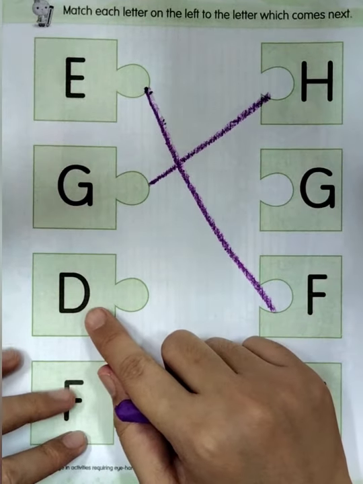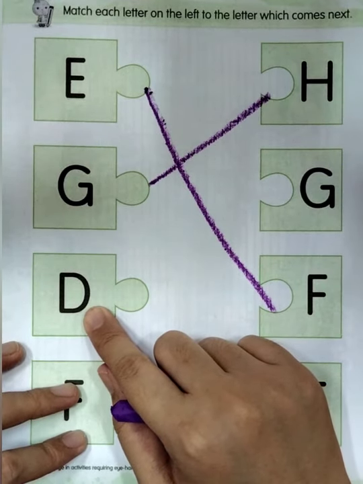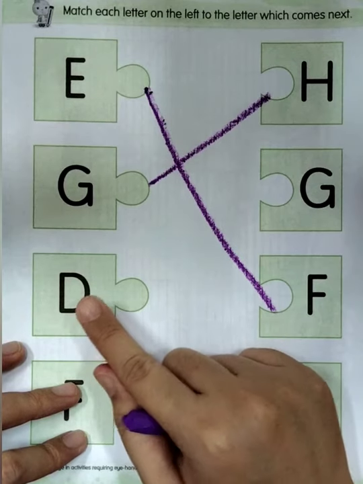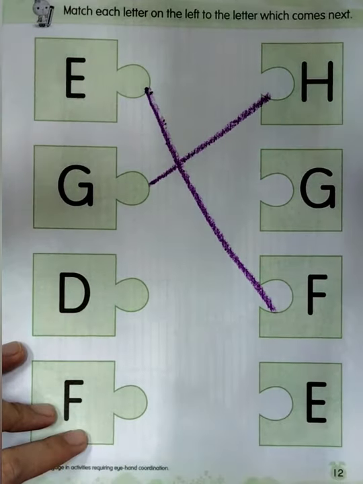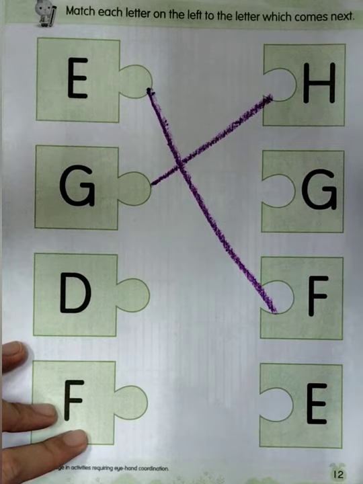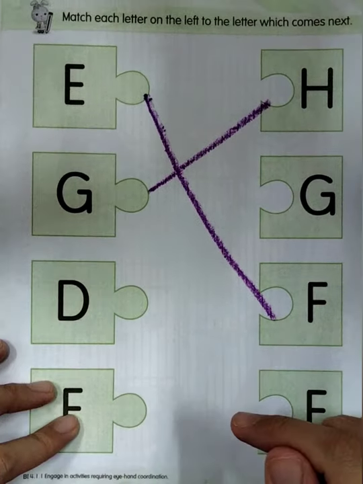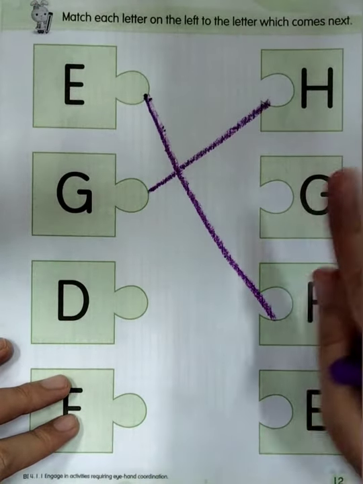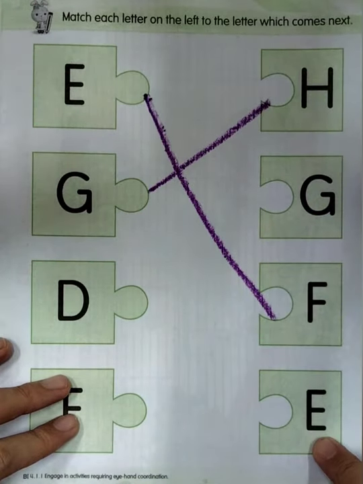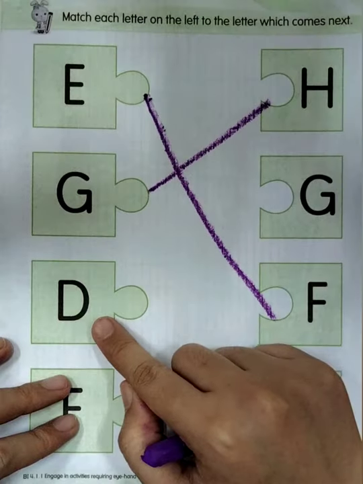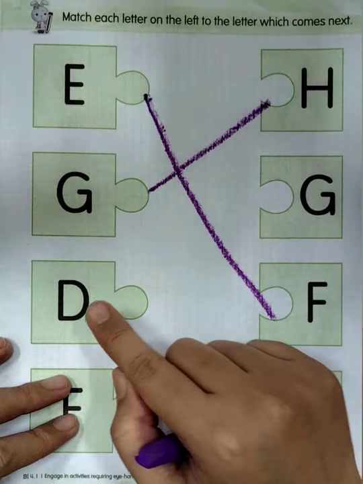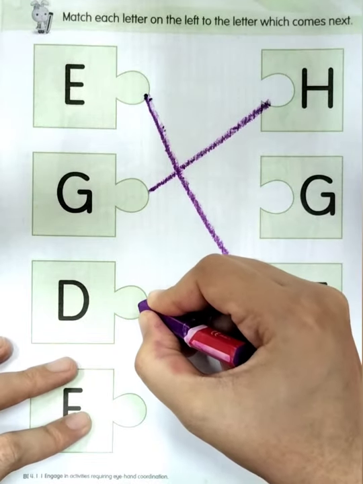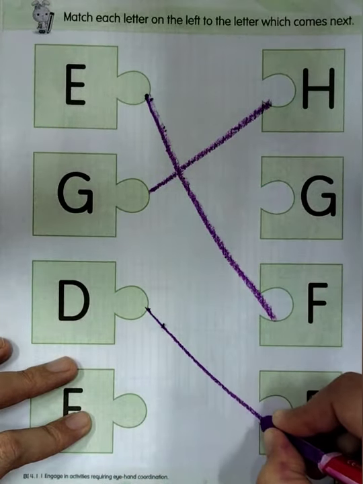Now let us see the next one. Look at this letter. What letter is this? D. So let's find the answer. Okay. After letter D, is it letter G? No. Is it letter E? Yes. D, E. After letter D is letter E. Good job. Now let's match them here, everyone.